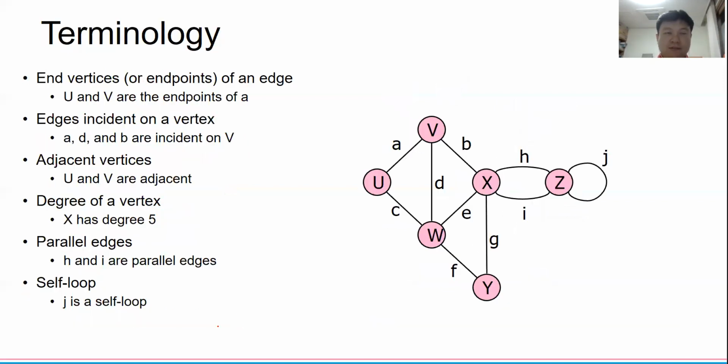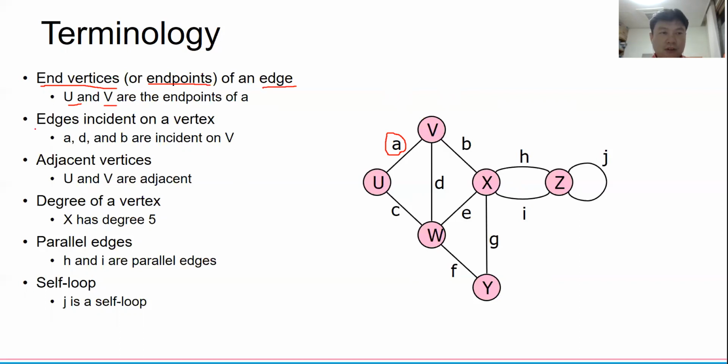In the graph itself, we also have some terminology. What is the terminology? First, we need to understand the end vertices, or endpoints. The end vertices mean that when you have a node, it can be an endpoint. So you have U and you have V. They are the endpoints of the edge A, because we are checking the edge.